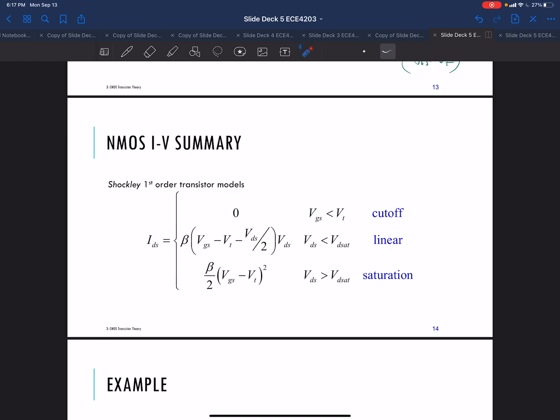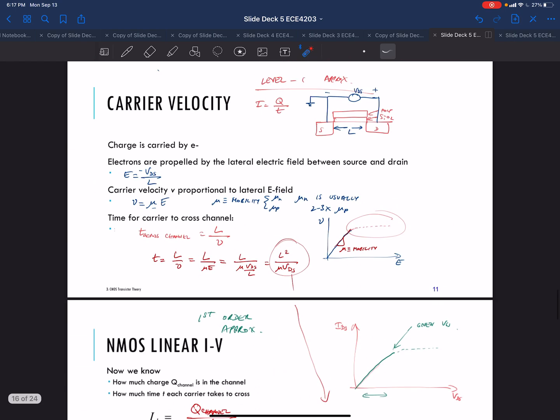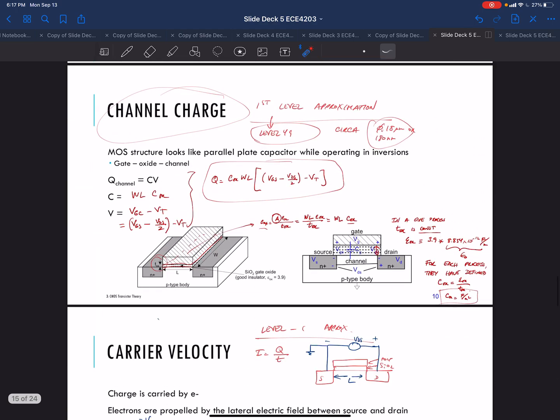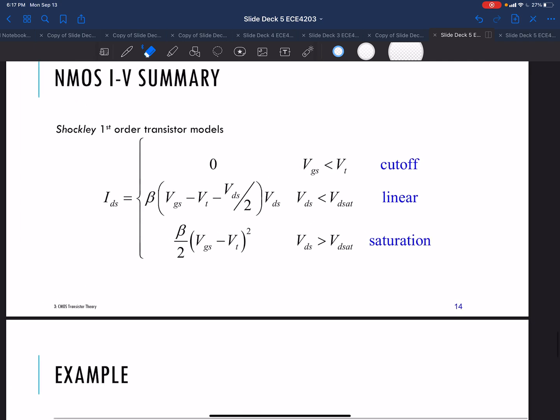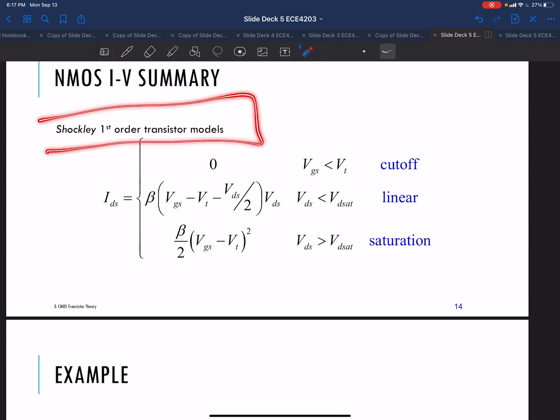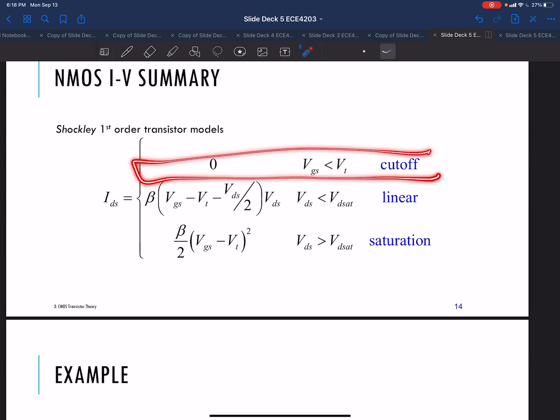Okay, so now here's the summary of what we calculated. I'm just putting all these things in one graph. And this is the Shockley first order transistor model that we're talking about. Hopefully it'll be burned in my brain till my last days. So the first thing is when the gate source voltage is less than the threshold voltage, the transistor is off. There's no current flow, so that's just called cutoff. That's where we started.